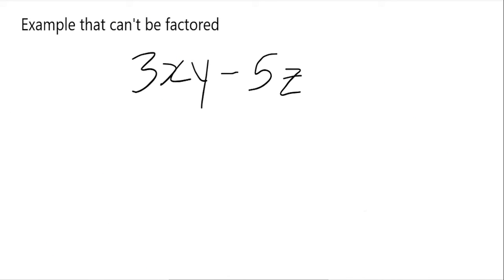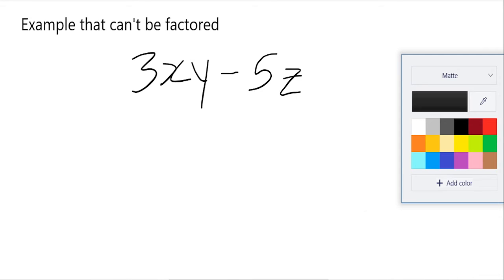Alright, now that we went through the differences of squares, we're going to go through a very simple one. This is an example that cannot be factored. So first, we have identified that this is a binomial since it has only 2 terms. So we know it can be only differences of squares, or it can't be factored. Or greatest common factor, of course, you always got to look for that.